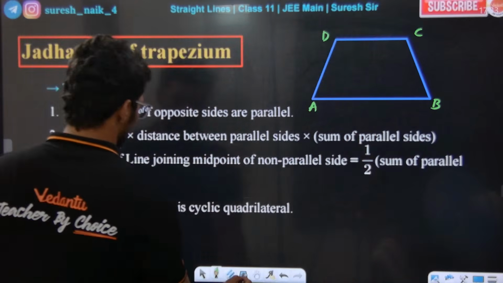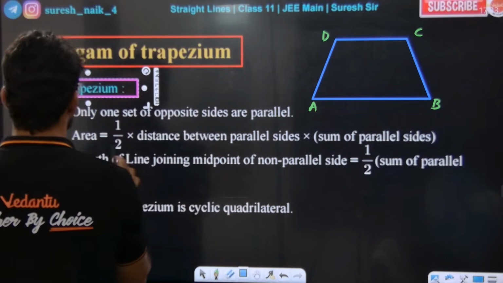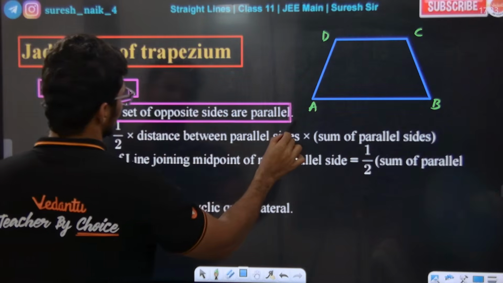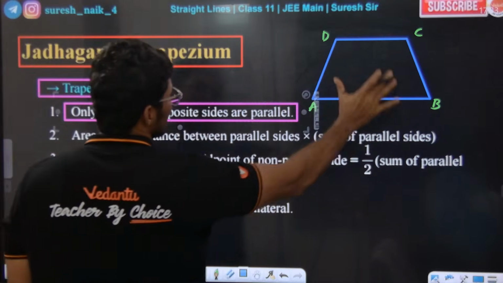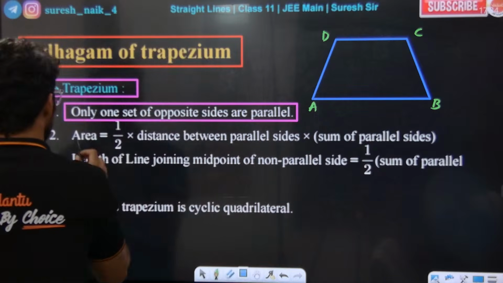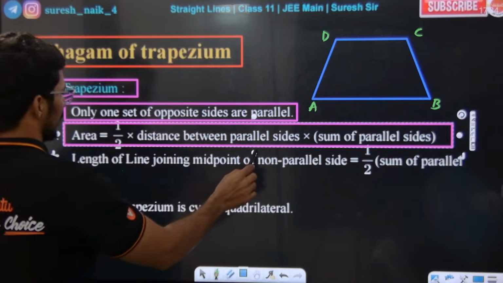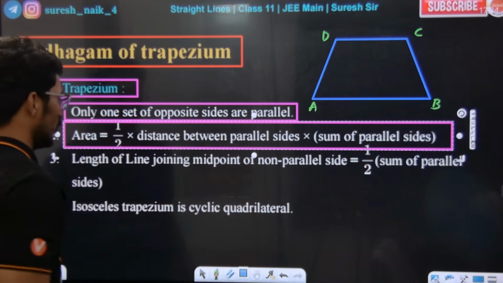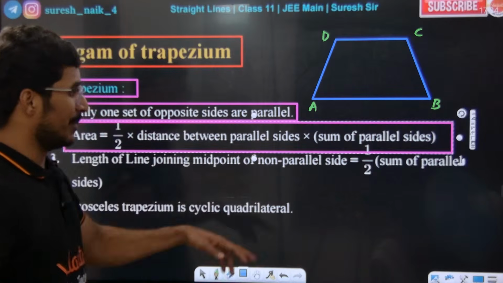The diagram of a trapezium will look like this. Only one set of opposite sides are parallel. What is the area basically? Area is half into the distance between the parallel sides into the sum of the parallel sides.